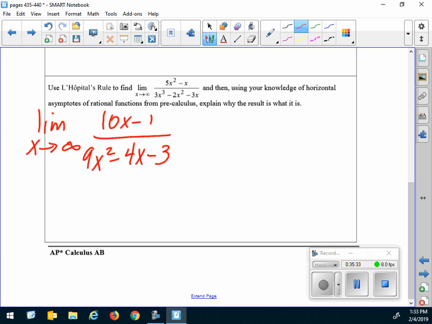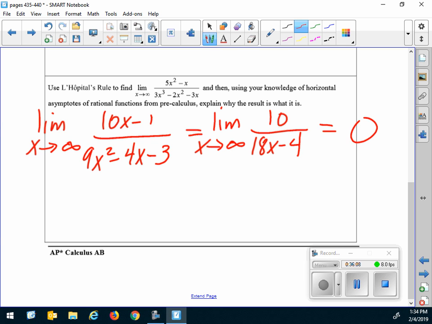I'm going to do it again because I'm still going to have infinity over infinity. So I've got to do it again. 10 over... I will not get infinity over infinity this time because I have a constant in the numerator. What am I going to get? Because I get 10 over infinity, which means 10 over 1, 10 over 10, 10 over 100, 10 over 1,000, 10 over 1,000,000, which approaches 0.